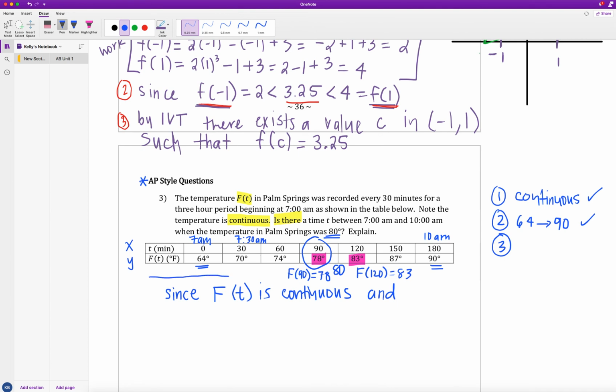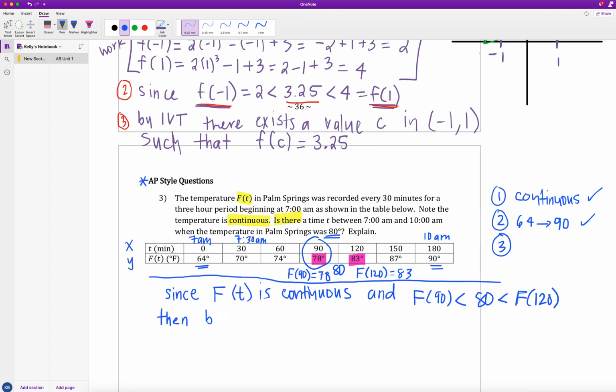I'm going to my scratch work up above. I don't want it to get us confused with our final thought process, but we have since f of t is continuous, and because f of 90 is less than our magic number of 80, is less than f of 120, then here comes our conclusion.